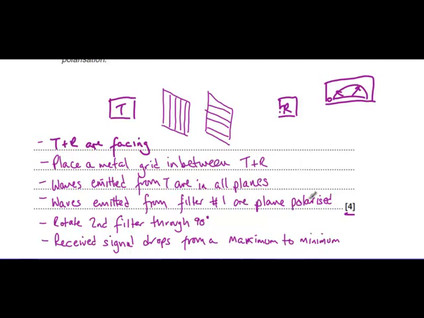Don't say that it drops to 0, because sometimes you do get a little bit of a signal through. Just say the signal goes from a maximum to a minimum at 90 degrees. If you were to rotate this grid again back through another 90 degrees, so it's 180 degrees from where it started, then you would get the signal go back to a maximum again.